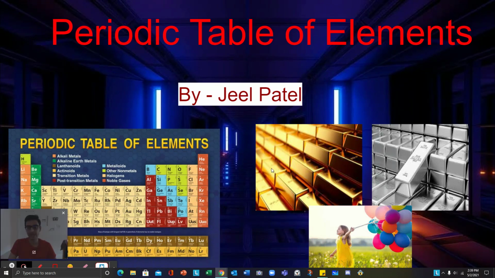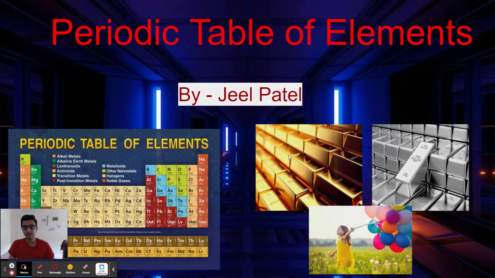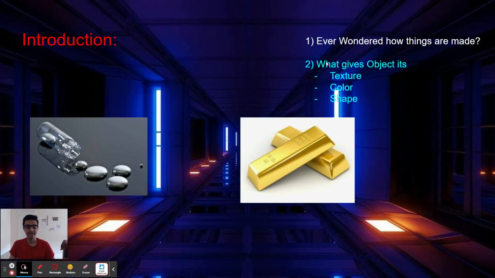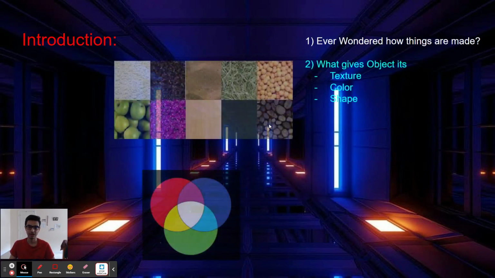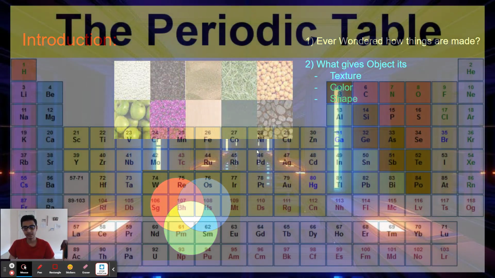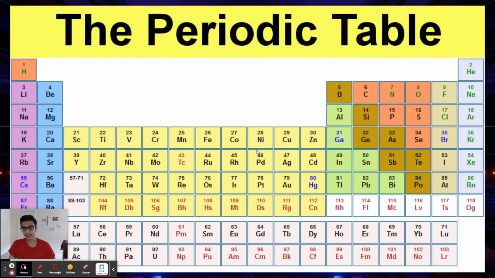So, the periodic table of elements. Before we start, we have to do an introduction. So, what is the periodic table of elements? Well, there are some questions. Have you guys ever wondered how things are made, such as gold, bar of gold, or mercury? And what gives an object its texture and color and shape? So, these are different kinds of textures and colors. Gold is bright yellow, and mercury is silver color or dark gray. So the answer is found in one table, and that table is called the periodic table of elements.